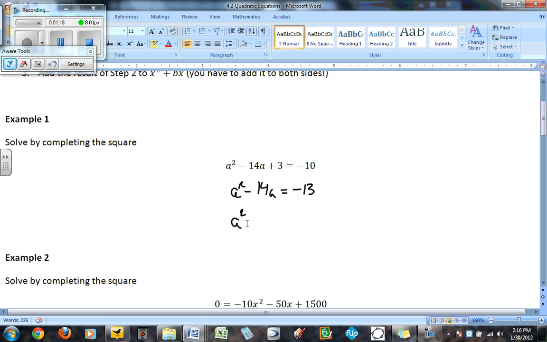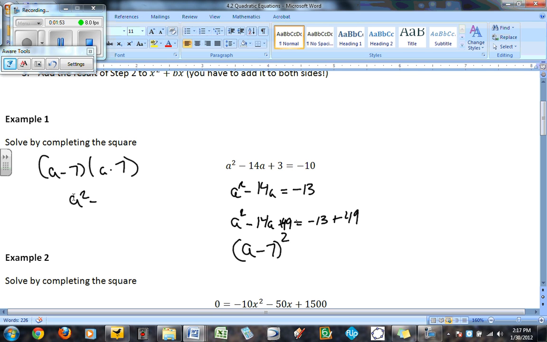And what I need to do is add that to both sides. So a squared minus 14a plus 49, whoops, forgot my 14a, equals negative 13 plus 49. Since I added it to the left side, in order to keep my equation balanced, I need to add it to the right side as well. What this does now is make this left side a perfect square. Would you agree that this is the same thing as a minus 7 squared? If I would go ahead and FOIL out a minus 7 times a minus 7, I'm going to get a squared minus 7a minus 7a plus 49.